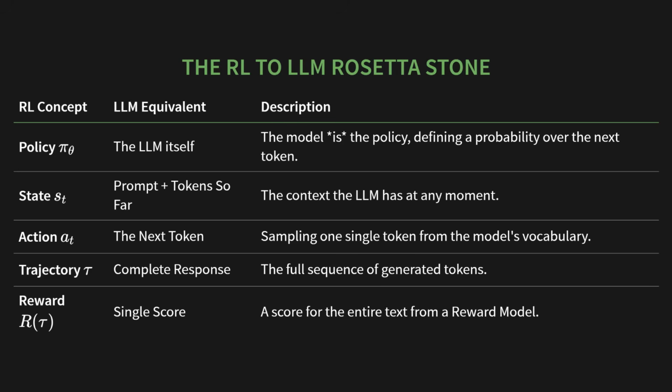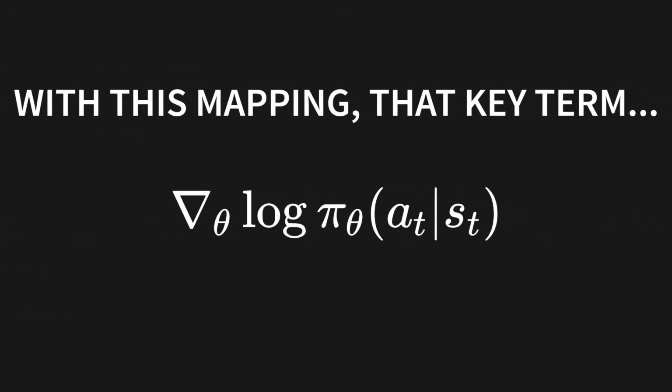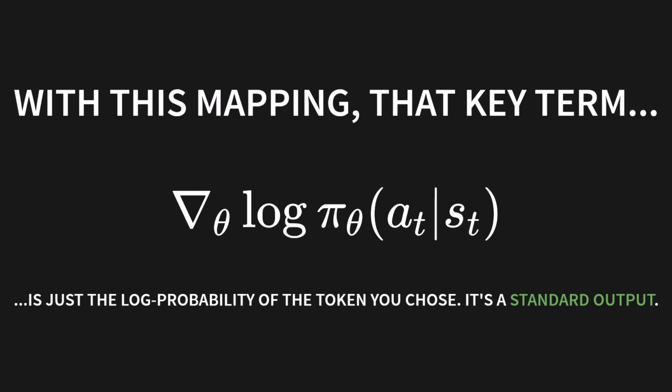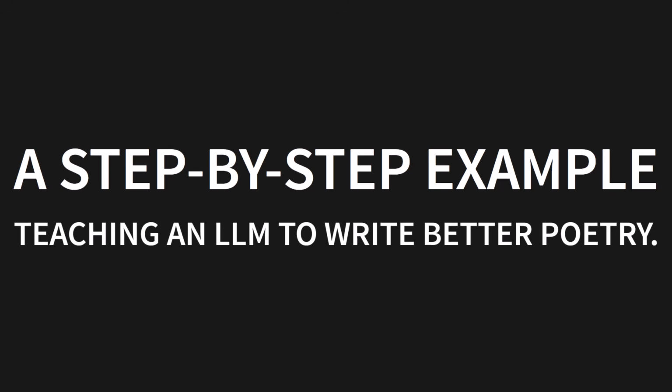The trajectory, tau, is simply the complete response, the full sequence of tokens from start to finish. And finally, the reward, R of tau. This is a single score for the entire text, usually coming from some external reward model. With this mapping, that key term from our algorithm, you know the one, nabla theta log pi theta of a_t given s_t, that just becomes the log probability of the token you chose. It's a standard output from any transformer model. No extra work needed. Alright, let's see this in action with a step-by-step example. Our goal? Teaching an LLM to write better poetry.